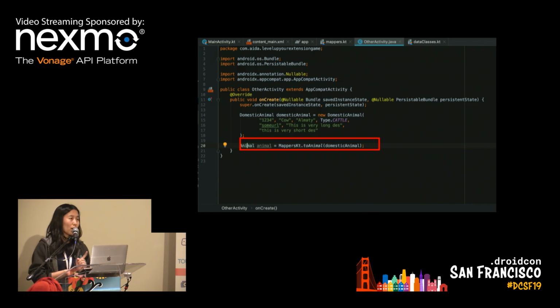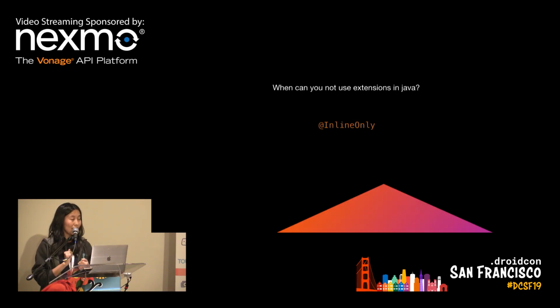Now, there is only one case when you cannot use your extensions in Java code. Any extension function that has the InlineOnly annotation is not able to be used in Java code, because InlineOnly means it's referencing a private method of the Java code, therefore it's not going to be exposed to you, so you won't be able to use it in your Java.